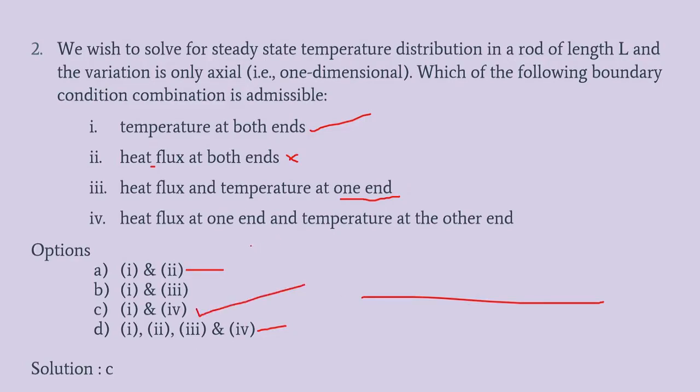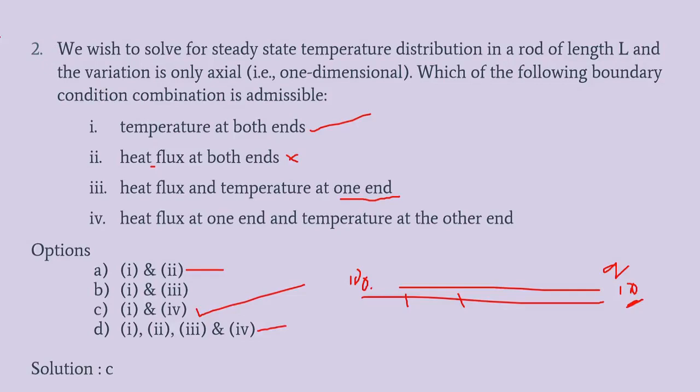We can have temperature at both ends. Suppose we are having a high temperature, say 100 degrees at one end and 10 at the other. After some time, we can expect the rod to reach a steady state, where it can have a distribution ranging from 100 to 10. So temperature at both ends can be possible. And also heat flux at one end and temperature at the other end. Suppose here it is 100 degrees and this side is insulated, that is heat flux or some Q is there. That condition is also possible. So our solution is C.